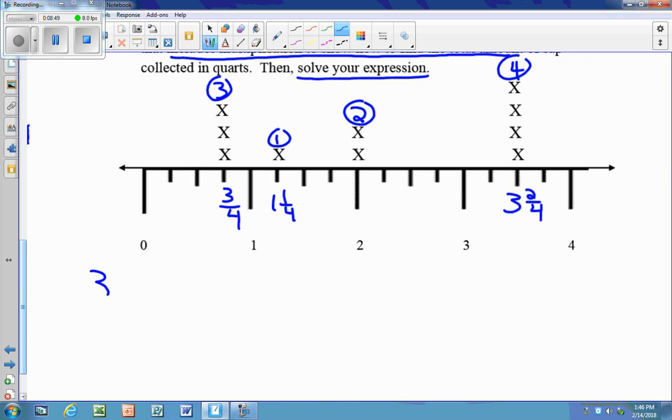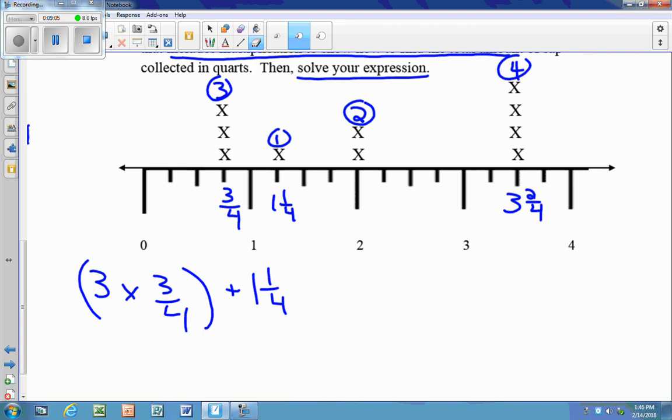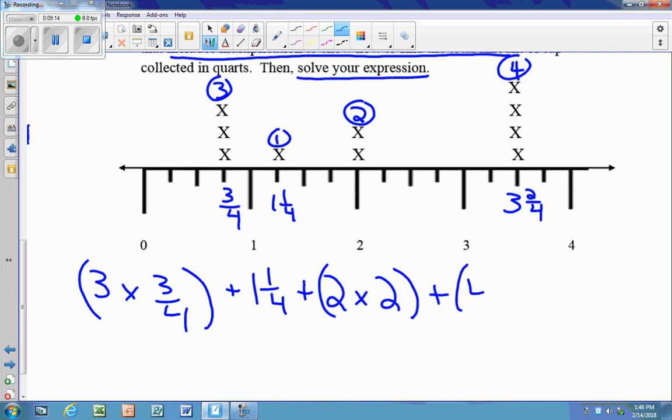Including multiplication, we have 3 times 3/4. And then we have just our 1 1/4. We have one of them. And then we have 2 times 2. There's 2 of those. And then we have 4 times 3 2/4. Okay, so now we're going to start solving this out.